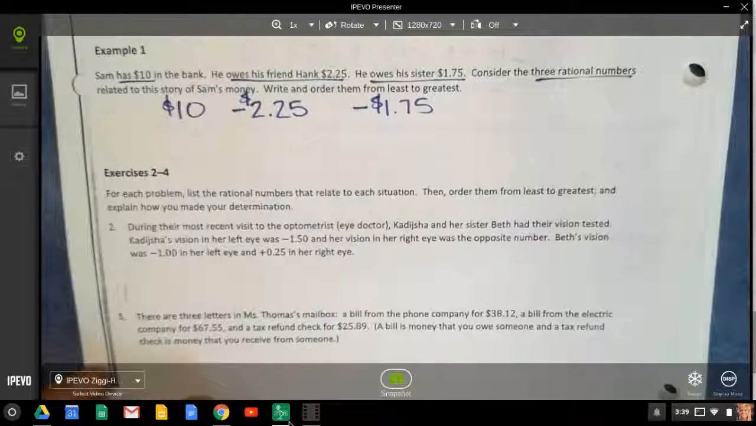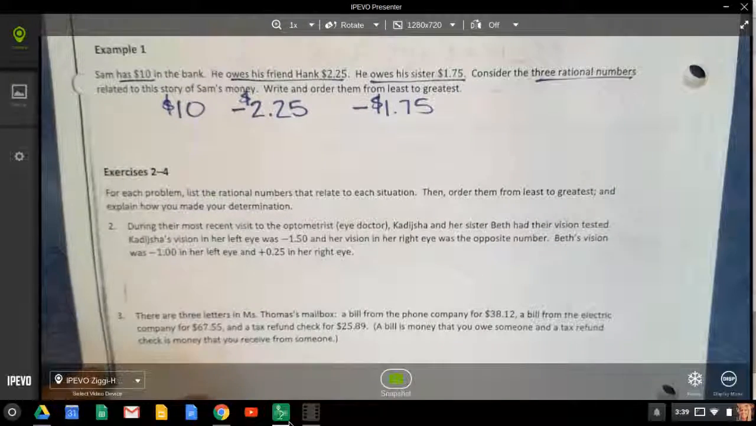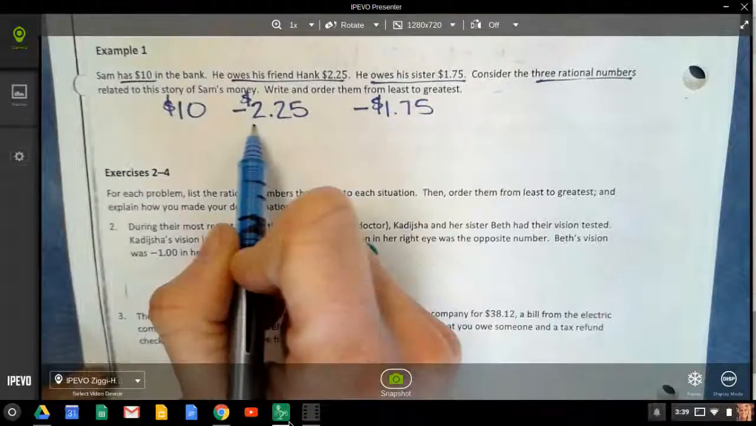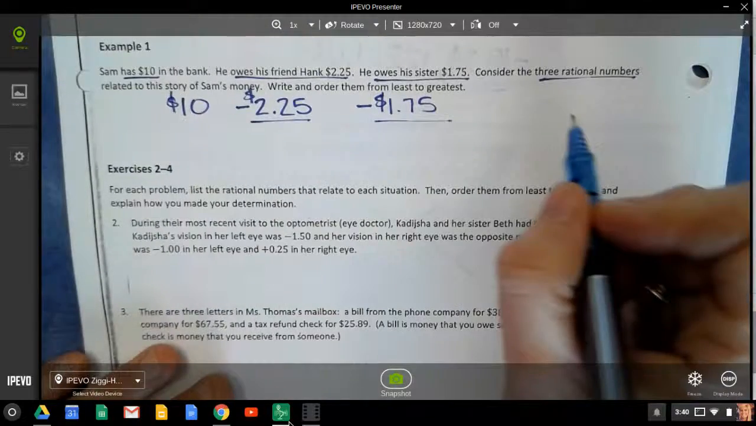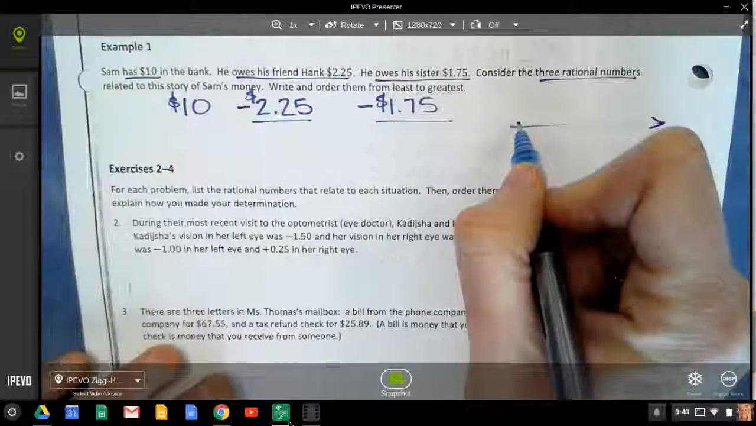So you need to be thinking, okay, which are my least rational numbers? And if you're looking here, the only negatives we have are these 2. So those have to come first. But the question is, which one comes furthest left? Which one is farthest away from 0? If you're still struggling with this concept, it's okay to draw a number line.